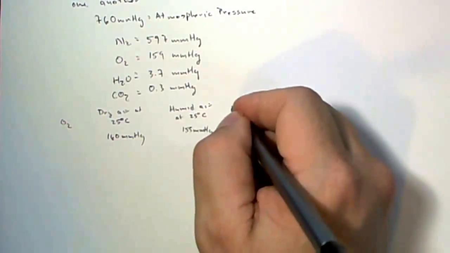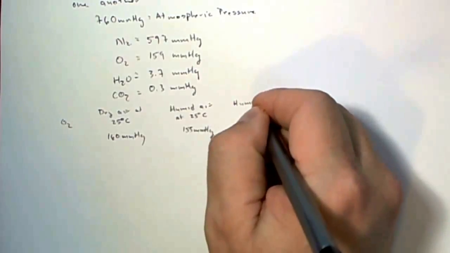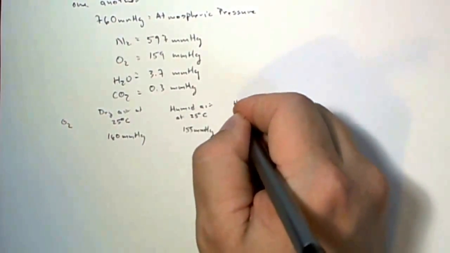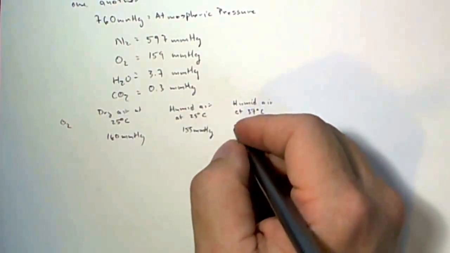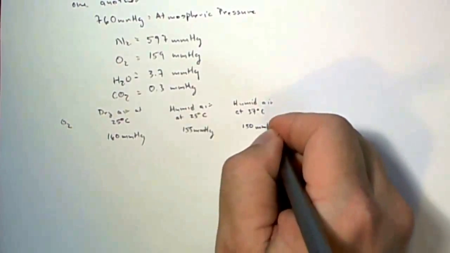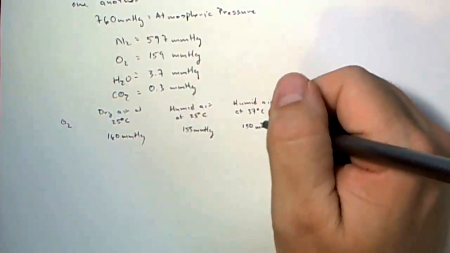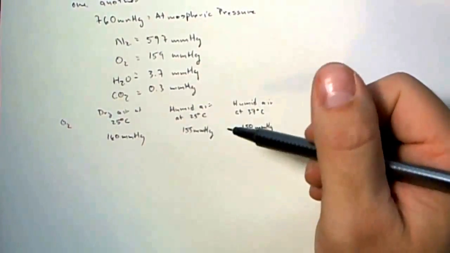And then, on a hot, humid day, it always feels like it's harder to breathe. So if it's humid air at 37 degrees C, then the partial pressure of oxygen might be only 150 millimeters of mercury. So on a hot, humid day, there is less oxygen available to you, and that might affect your respiratory physiology.